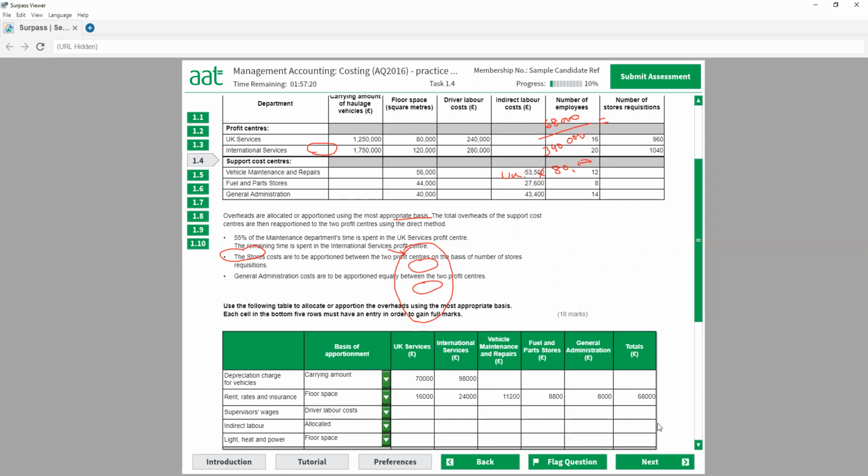So we split the 68,000 based on the floor space. The top one total was 168,000, which is the total of all of this. All right, move to the next one.